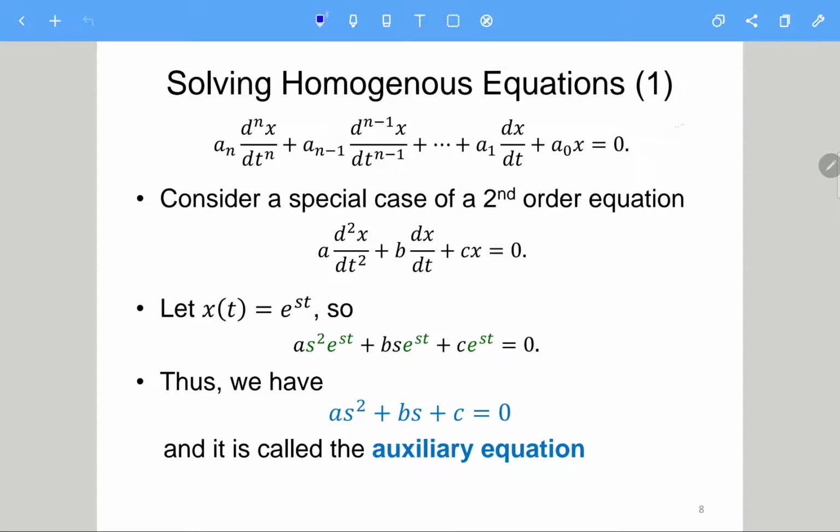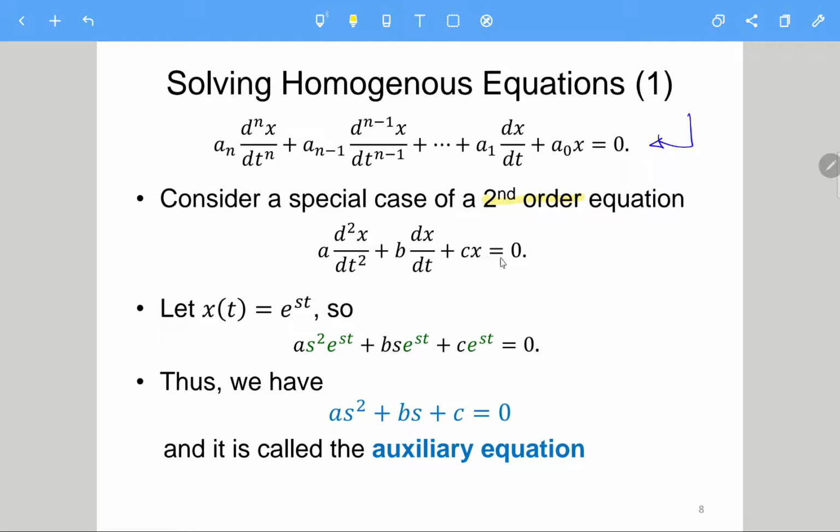Suppose we have an nth order constant coefficient ODE, and for simplicity we only consider a second order equation here, which is like we have a, b, c, and then a multiplied by the second derivative of x, b multiplied by the first derivative, and c multiplied by x, and then equals 0. Because for a homogeneous equation, we just let the right hand side be 0.